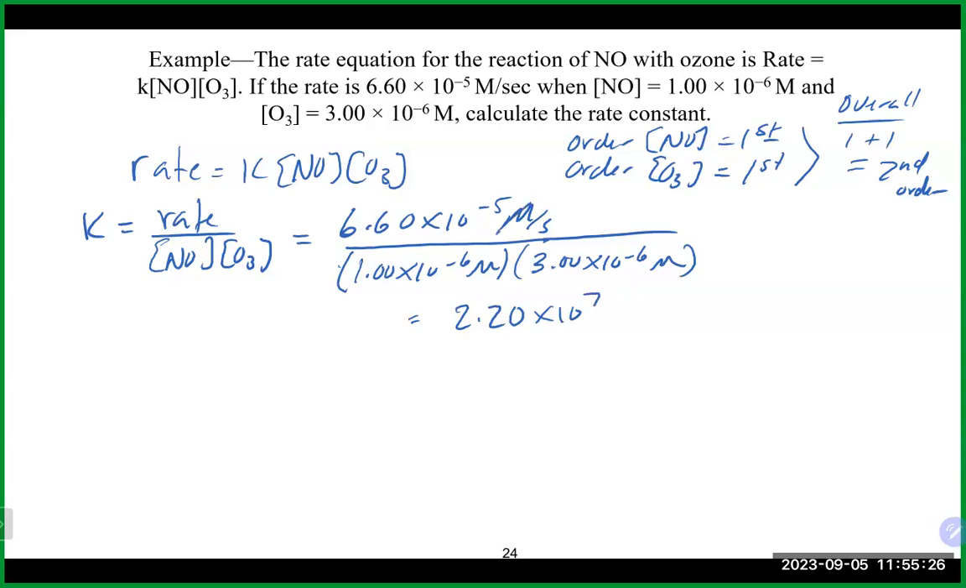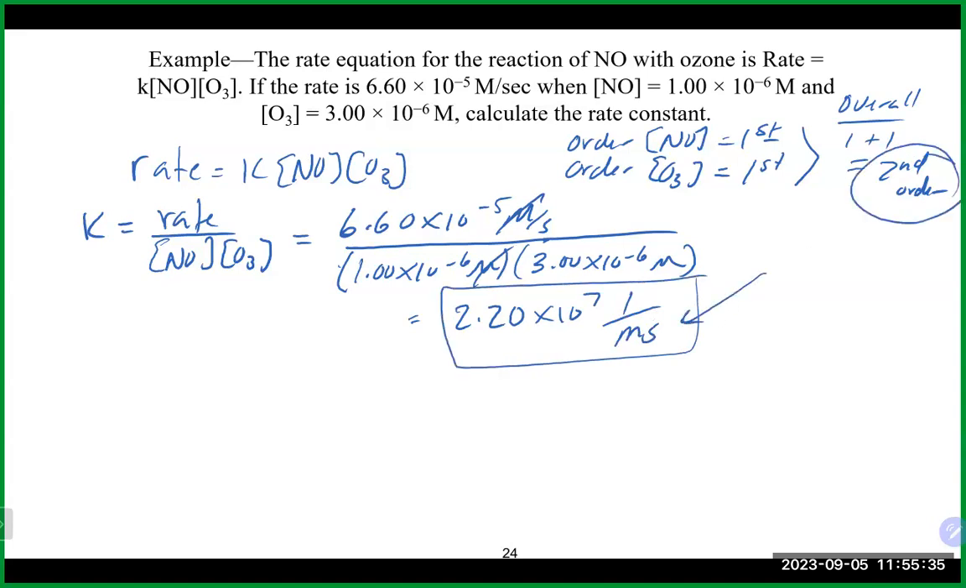Units here will be molarity on top and bottom cancel, leaving 1 over molar seconds, which is the same unit we saw on the previous slide for that problem. And this one is also second order, so you've got the same units associated with it. Again, a good way to check yourself: I just did the calculation, hopefully correctly, and I got the right units. Any questions on that one?